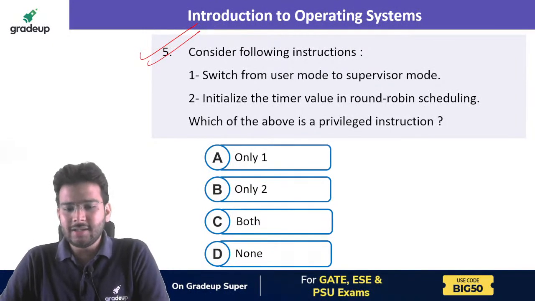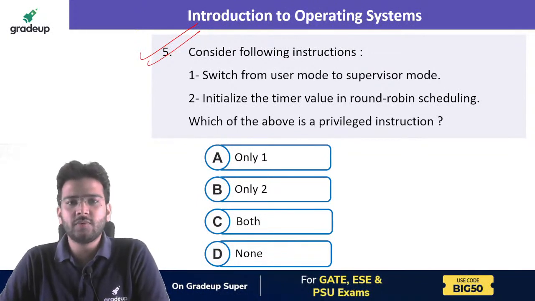So basically it is asking about the mode, kernel mode, Raja. We can call it privileged mode, we can call it system mode, supervisor mode. All these names we can use for kernel mode.